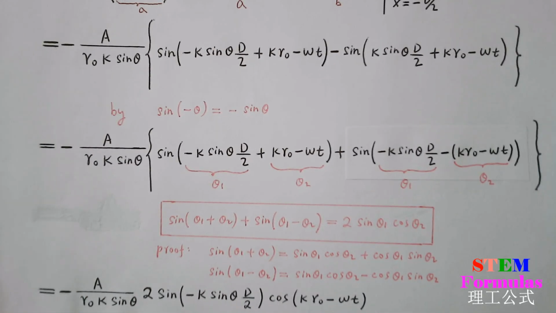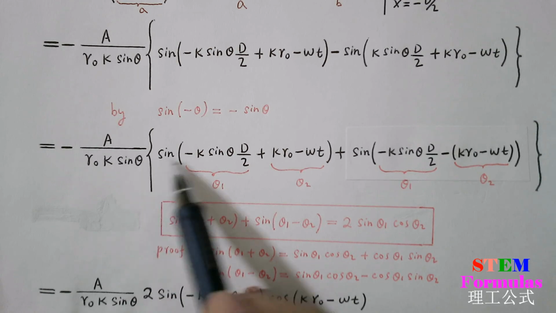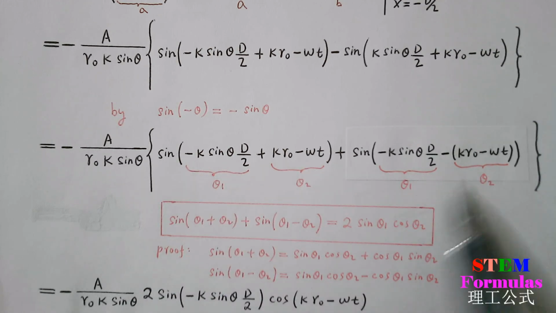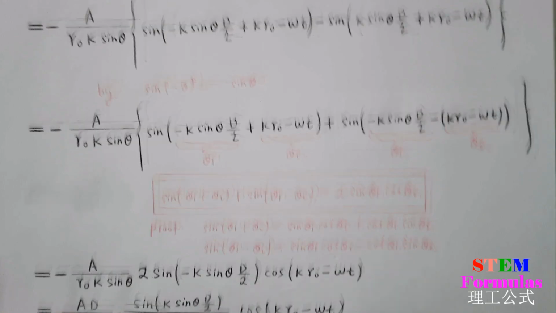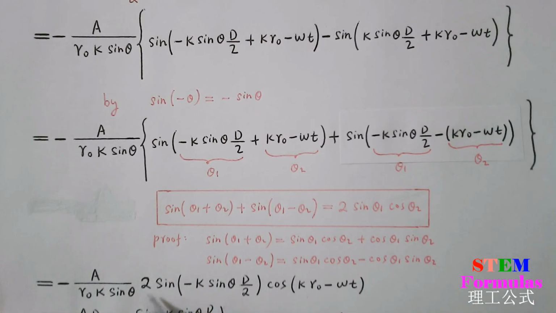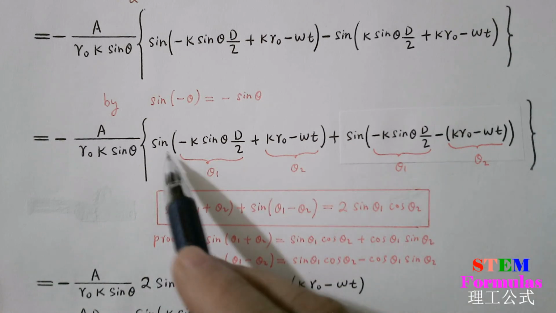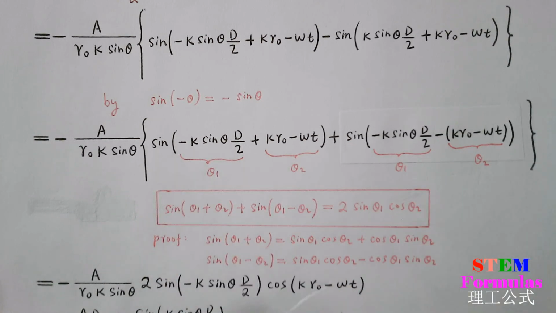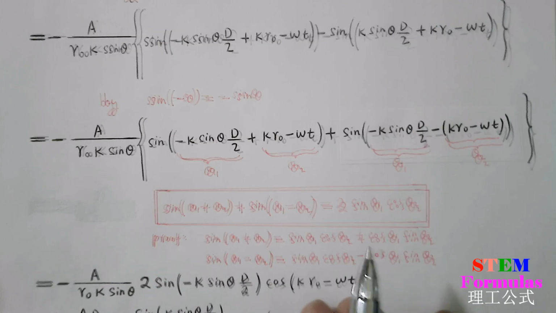Now, therefore, this equation I can simplify as 2 times sine of this quantity times cosine of this quantity. So this is theta 1 and this is theta 2. I just put it here. I simplify the sum of the two sides as products, multiplied together.